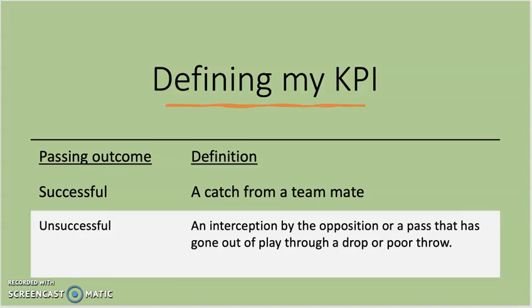So then next we've got defining the KPI, so we've got defining the outcome. Pretty straightforward, this one. Successful outcome would mean a catch by a teammate, and an unsuccessful outcome would mean an interception by the opposition or a pass that has gone out of play due to a drop or a poor throw.